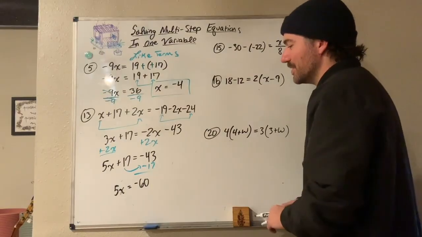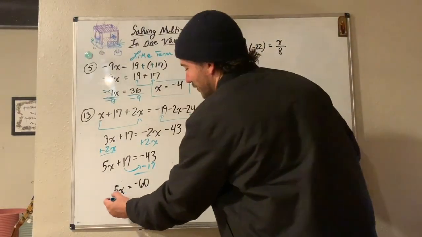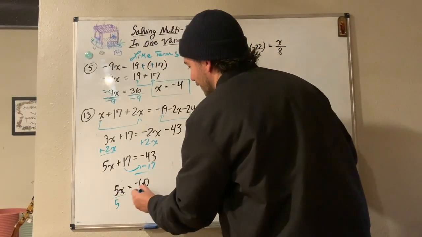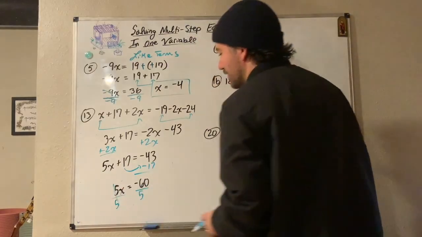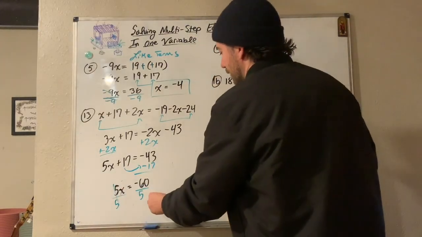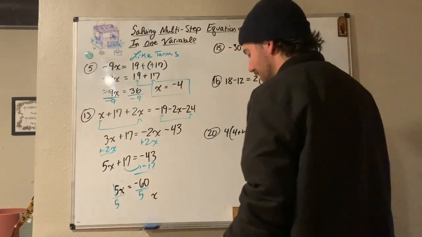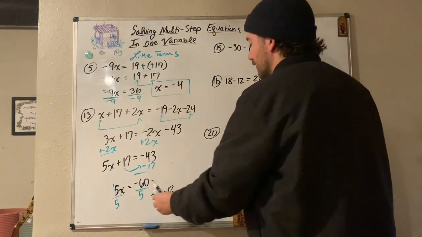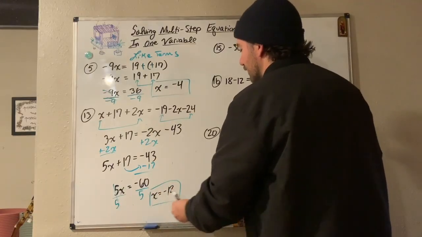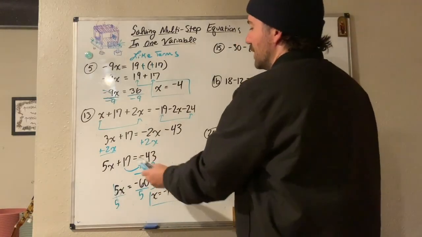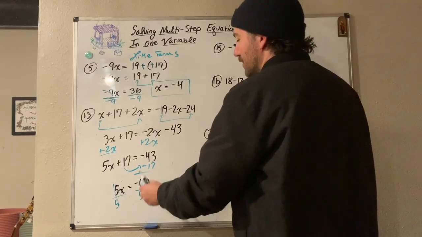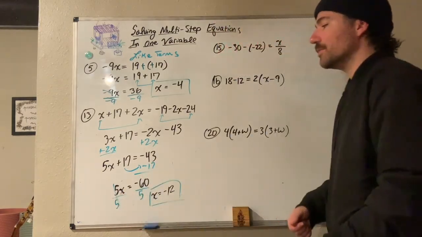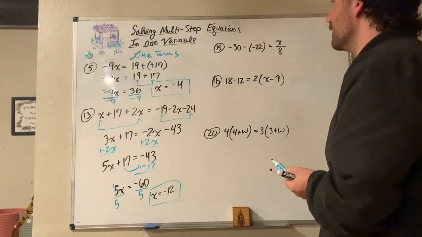So now we're left with a one-step equation. So let's divide both sides by 5. Cancels on the left side. We get x equals negative 60 divided by 5. That will give us a negative 12. So we can work a little on each side, combine like terms with the ultimate goal of getting our variable on one side equal to a single number.